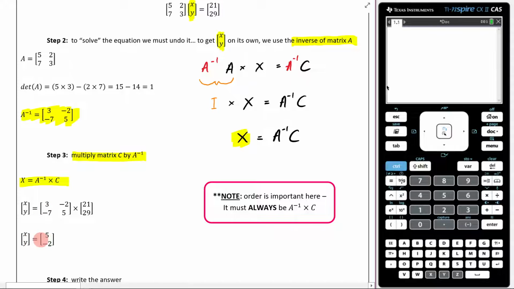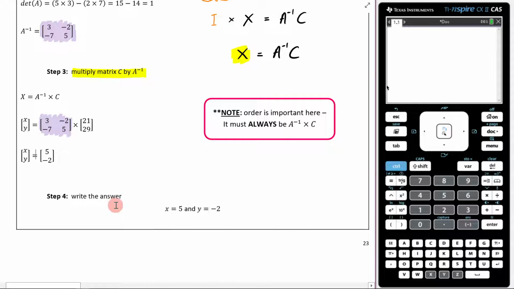As you can see, I've taken this inverse and put it here. And I'm also multiplying it by C. And that's giving me what x and y are there. A very important note here: order is important. It must always be the inverse of A multiplied by C.